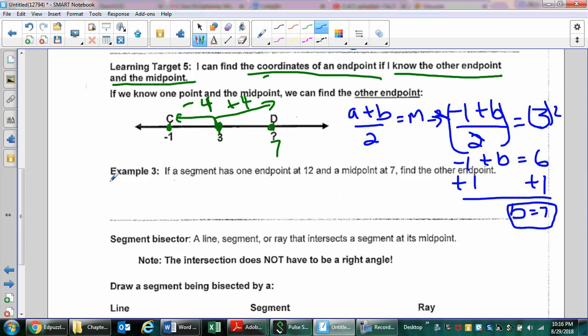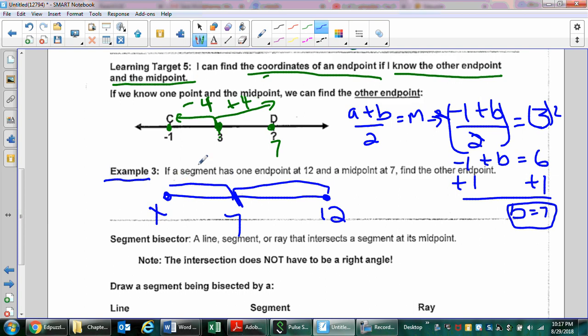All right, example C is kind of the same. If a segment has one endpoint, which is 12, and the midpoint is 7, find the other point. So I will just draw a line. The endpoint here is 12. The midpoint is 7. What is the other point? That's your X. Which method do you want to do? You can find how far you travel from 7 to 12 to the right, and then do the same to the left. That's one method. Or you can use the formula A plus B divided by 2 gives you the midpoint. So you try it, and we'll go over it in class.